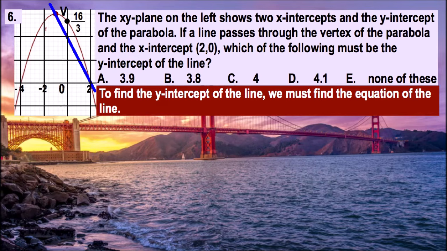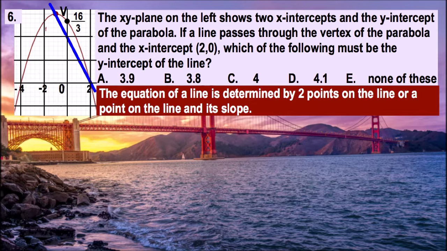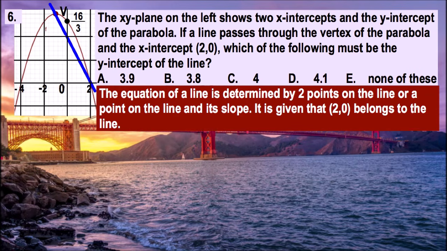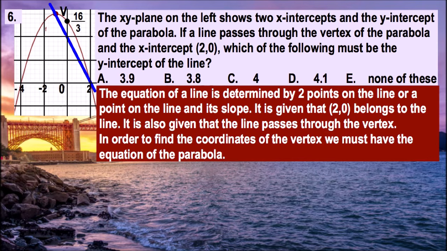To find the y-intercept of the line, we must find the equation of the line. The equation of a line is determined by 2 points on the line, or a point on the line and its slope. It is given that the point of coordinates 2, 0 belongs to the line. It is also given that the line passes through the vertex. In order to find the coordinates of the vertex, we must have the equation of the parabola.